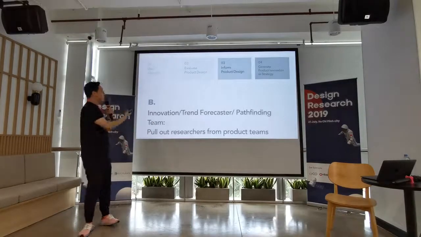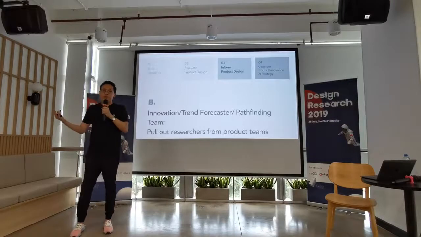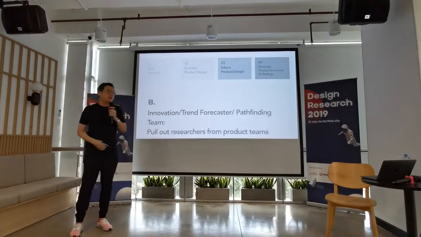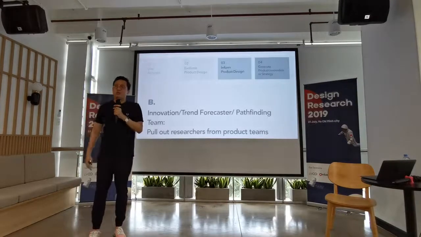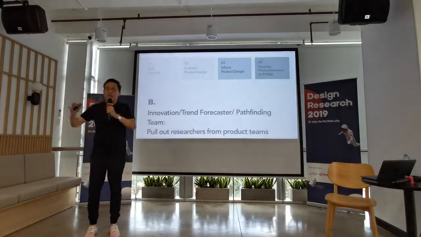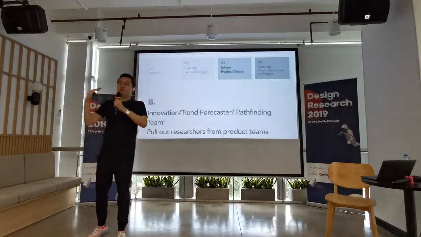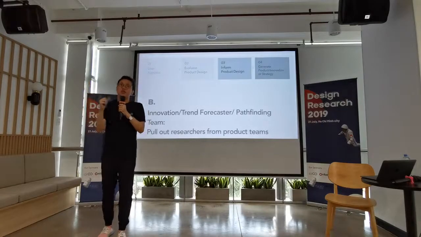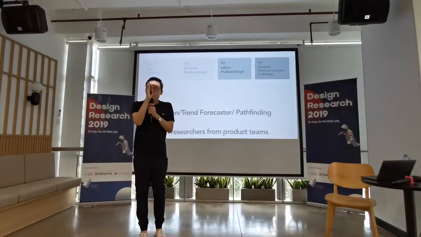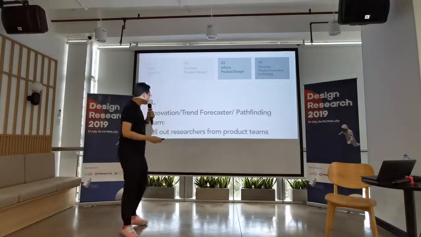At Facebook they call it the pathfinding team, at Uber they call it the innovation team, and at Twitter they call it the trend forecaster team. Basically, they are the ones who think much further ahead about what we should build in the future, because they are not working in silos on one particular product.